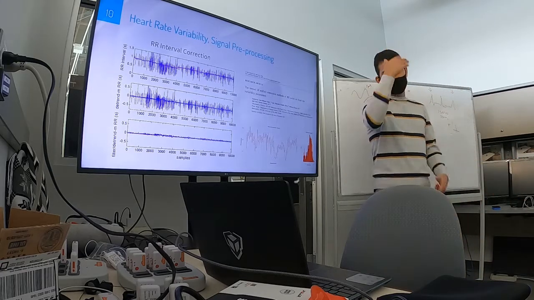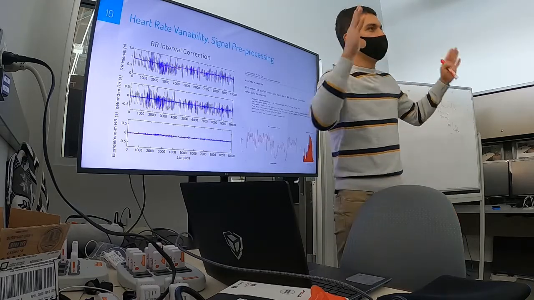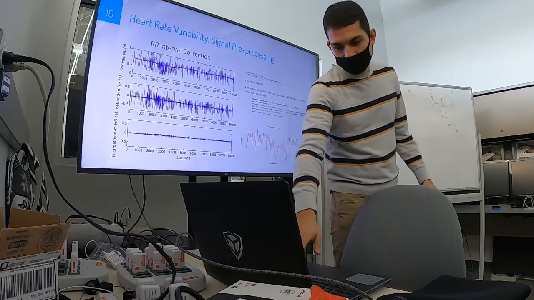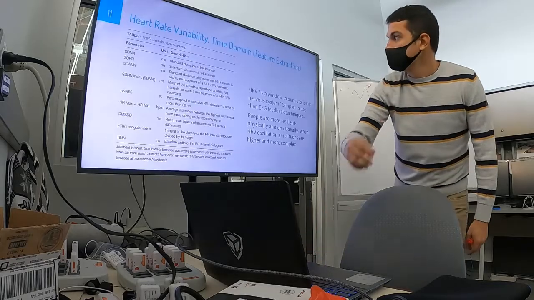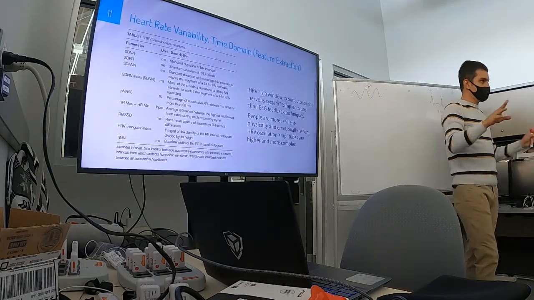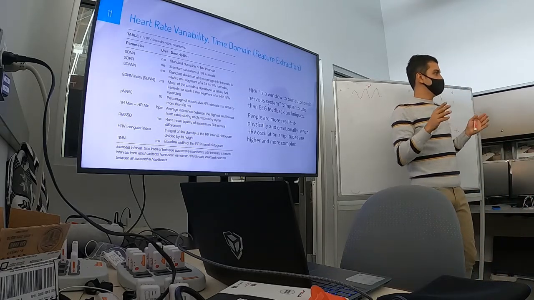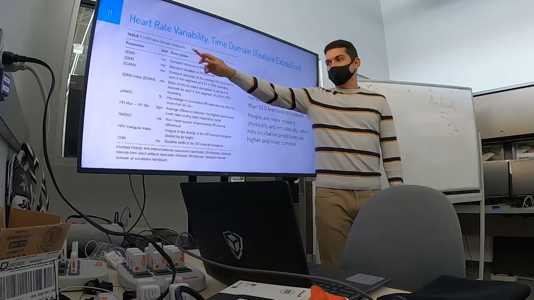So you get the RR intervals, you clean them all, and then you have, okay, this is my time series vector of the RR intervals. Now what do you do? There are two types of features, two branches of features. The first is time domain. You stay in time, and then you start extracting features.